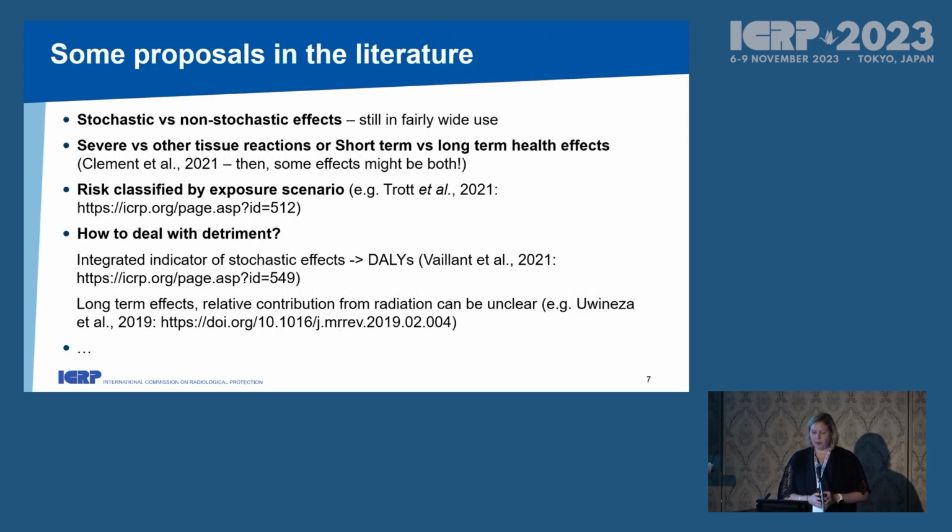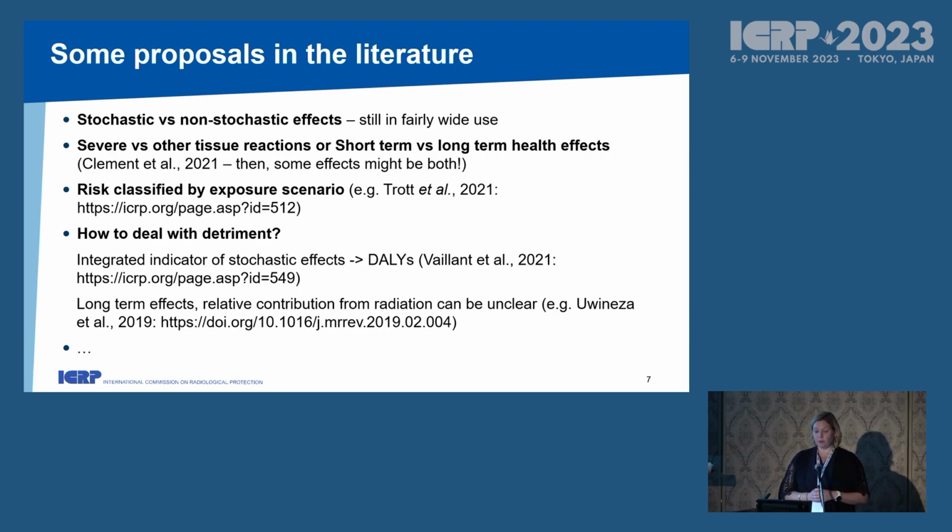So just to outline some of the things that we might consider, and I'm not going to go into a lot of detail, they've been covered in previous presentations, but some people are still using quite commonly stochastic versus non-stochastic effects. Maybe that could be good enough. Alternatively, we might look at severe versus other tissue reactions or short-term versus long-term health effects. But then perhaps, as with some of the evidence for cataract, some of these effects might be both.